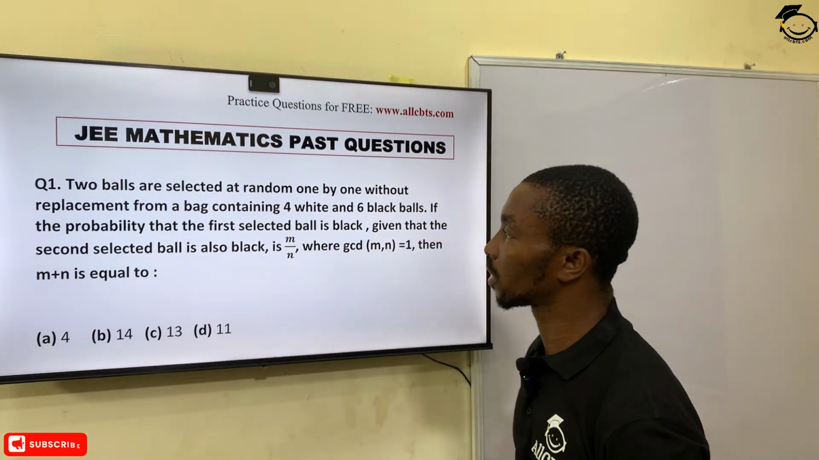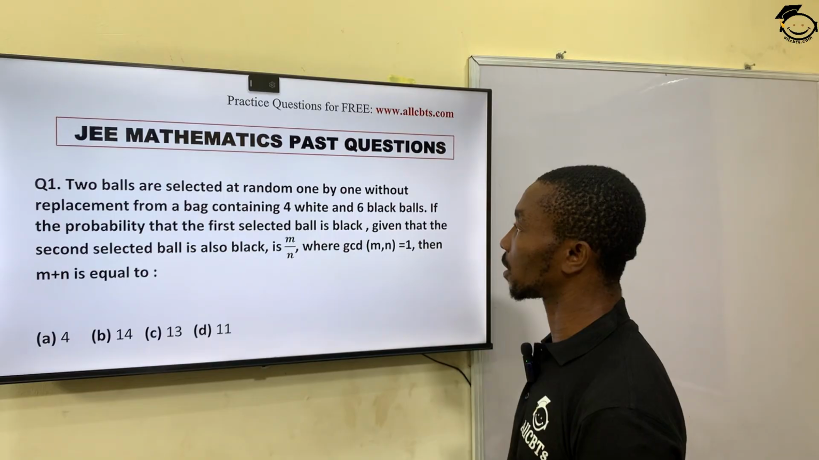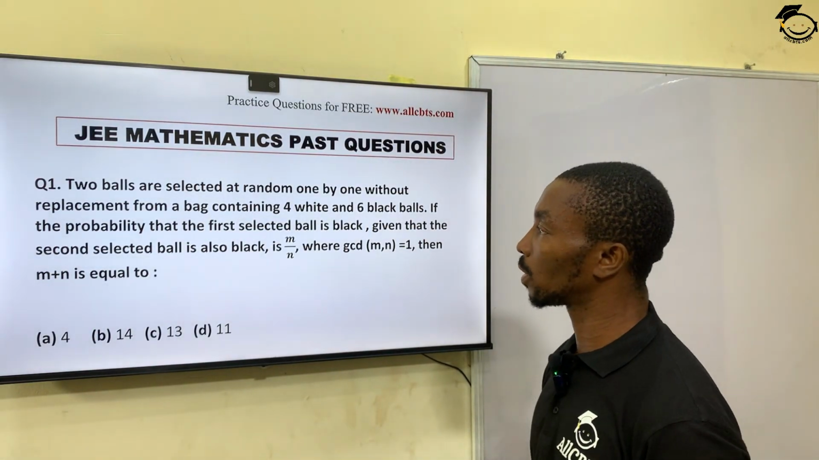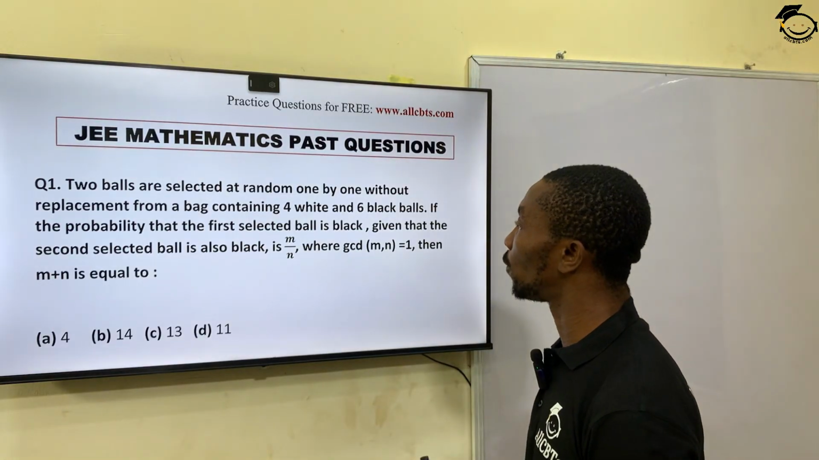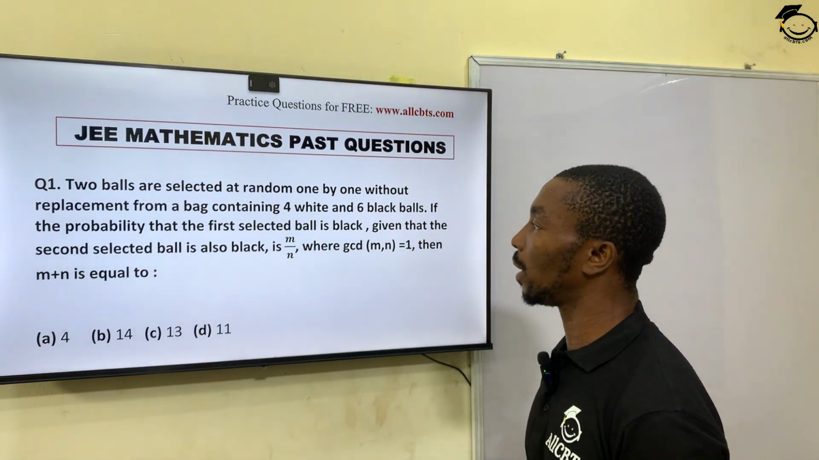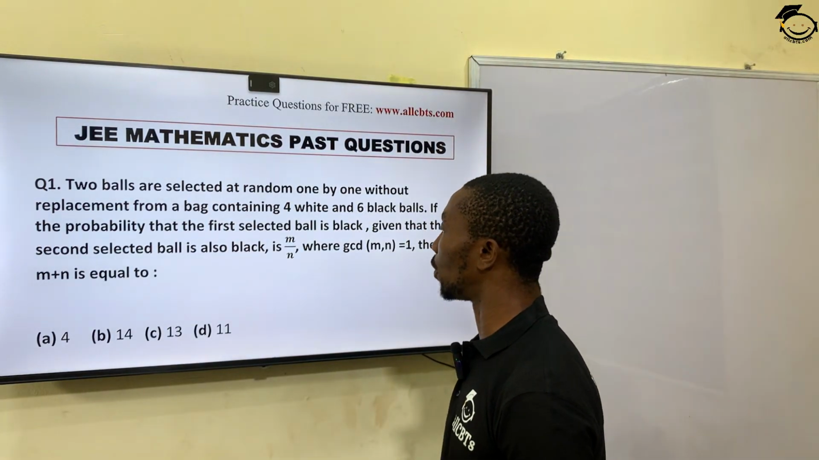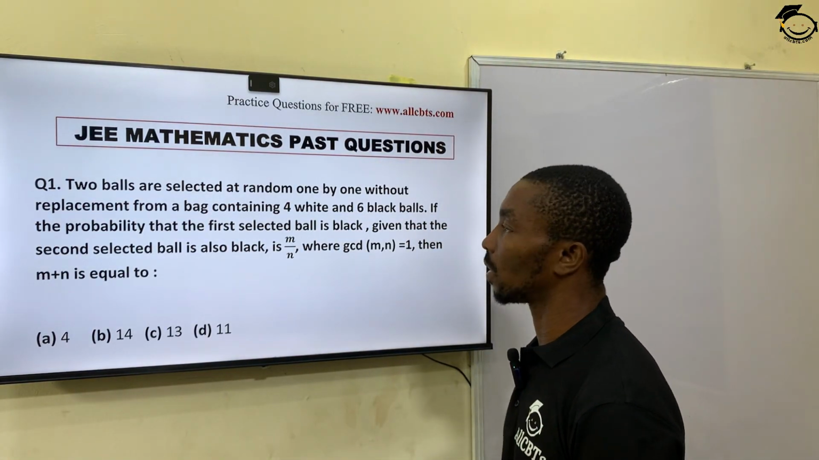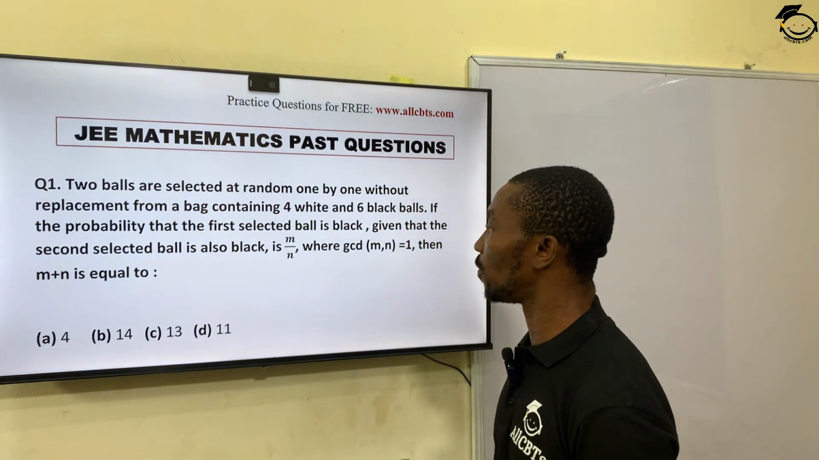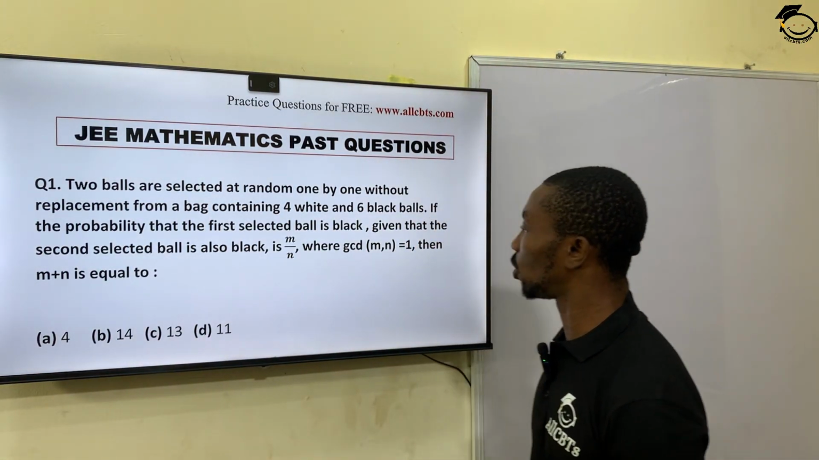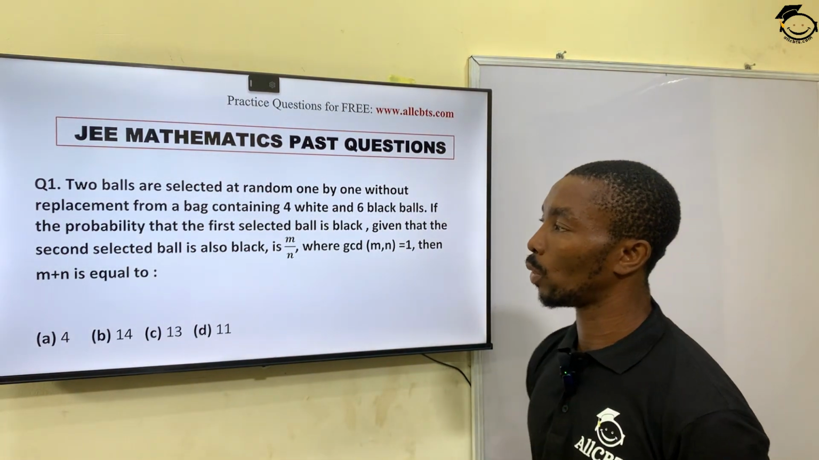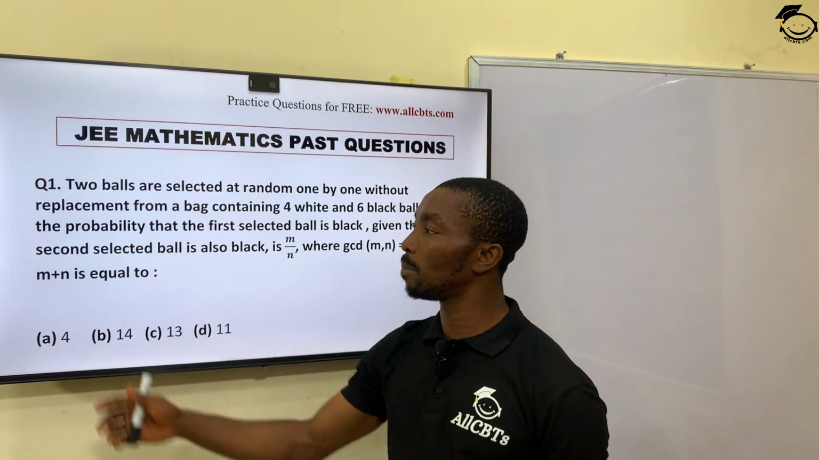Now, our first question says, two balls are selected at random, one by one, without replacement from a bag containing 4 white and 6 black balls. If the probability that the first selected ball is black, given that the second selected ball is also black, is m over n, where GCD of m and n equals 1, then we are asked to find the value of m plus n.